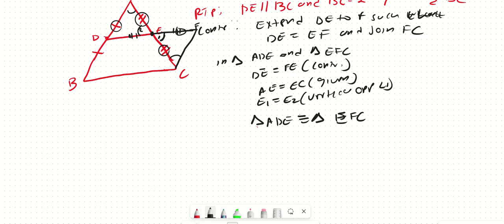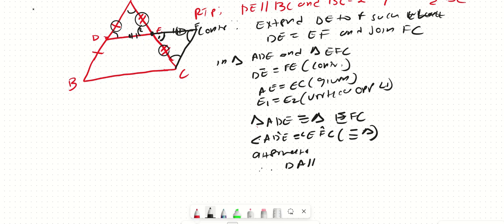If these two triangles are congruent, I can simply say that this angle is equal to this. In this case, angle ADE is equal to angle EFC. That is because of congruent triangles. If this angle is equal to this angle, I can say that these angles are alternate angles. Therefore, I can say that DA is parallel to FC. Okay, I can say that.